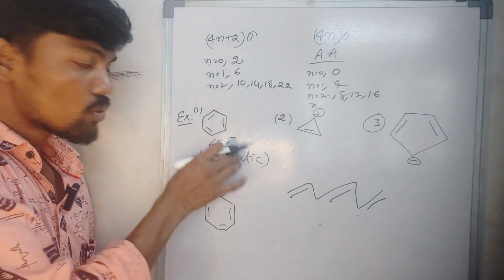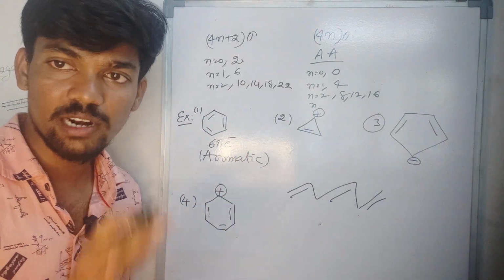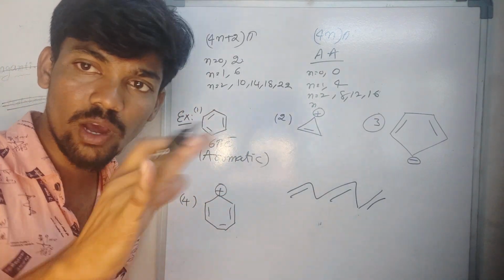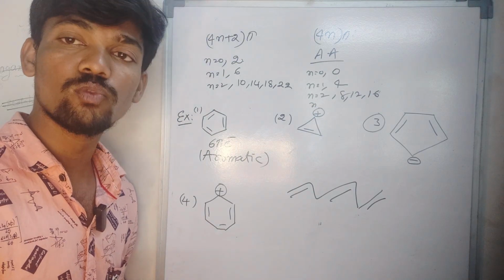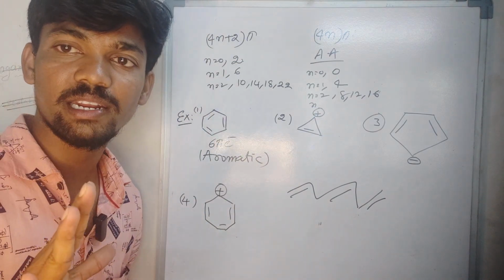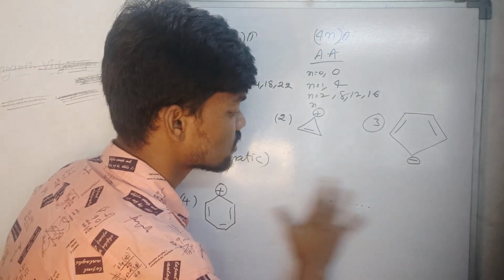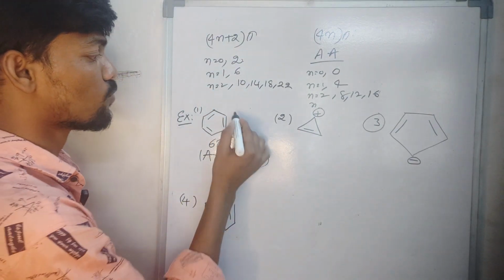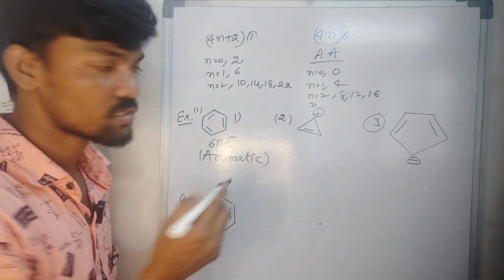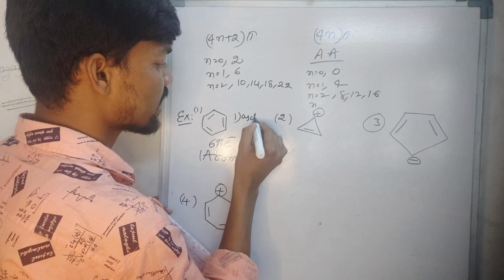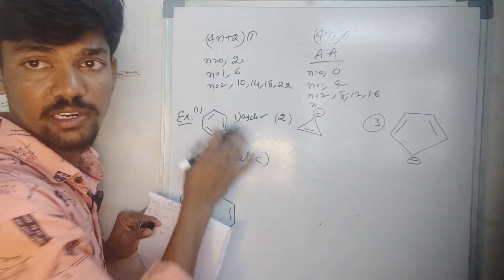So don't go by just seeing pi electrons. First of all, you have to follow the rules. First rule is it should be cyclic in nature. So coming to this first rule, tell me, cyclic? Cyclic is okay. Cyclic, done. It is in cyclic nature.